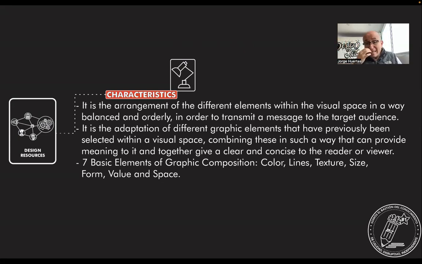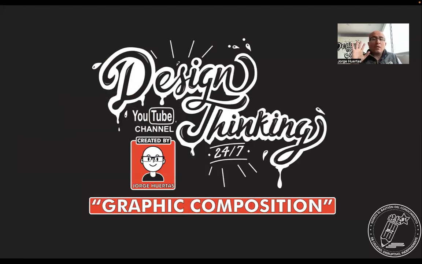There are 7 basic elements of composition: color, lines, texture, size, form, value, and space. We are going to talk about all of them.